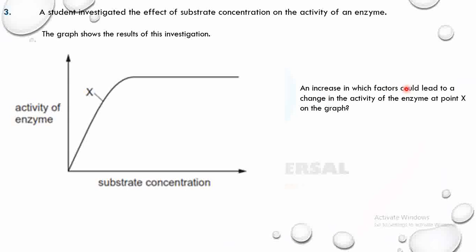An increase in which factor could lead to a change in the activity of the enzyme at point X on the graph? So we have pH, substrate concentration, temperature. Which option is the correct option?